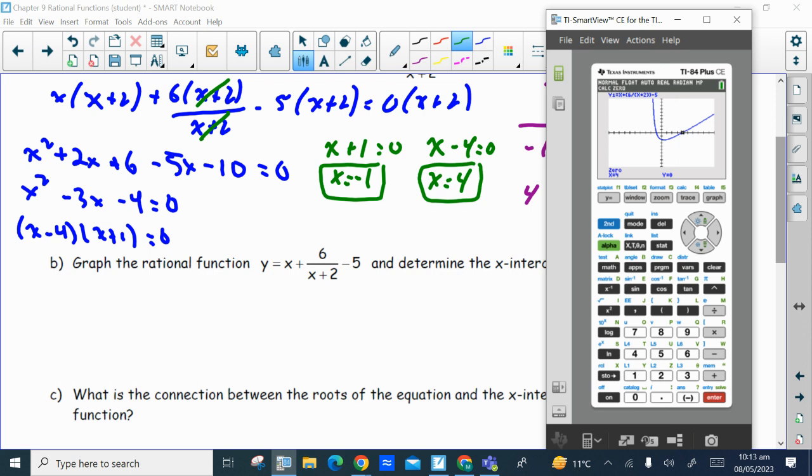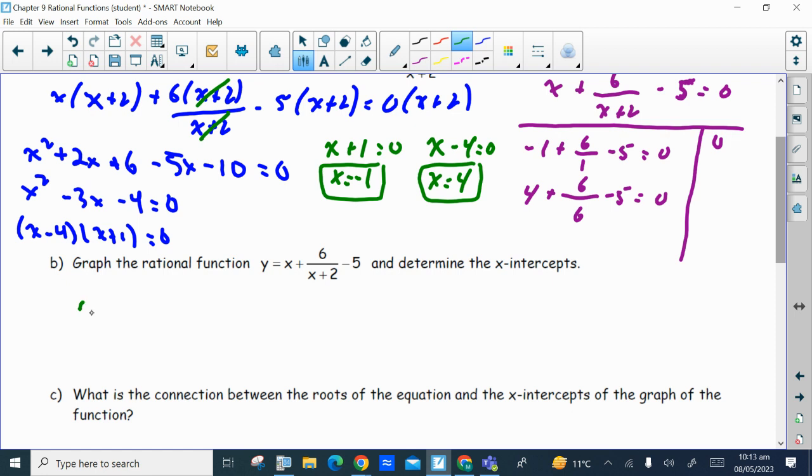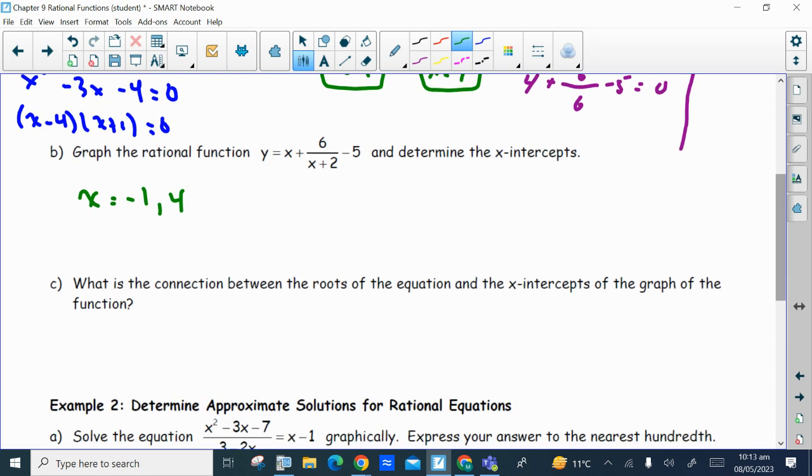And the graphing calculator will find it for you as well. But we see that the x-intercepts are the same thing as the solutions to the equation. So the connection between the roots of an equation and the x-intercepts of the function is that they are the same. When you're asked for the roots of an equation, you're asking for the x-intercepts.